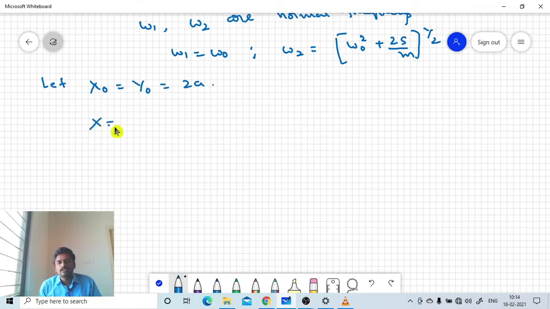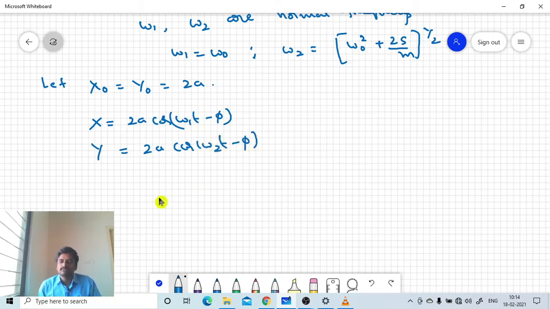Then the solution of x is equal to 2a cos of omega 1 t minus pi. Now the y value is equal to 2a cos of omega 2 t minus pi. This is the function we will get. This is the x value, this is the y value. Now, can I go to the x value? So I am writing the original values.